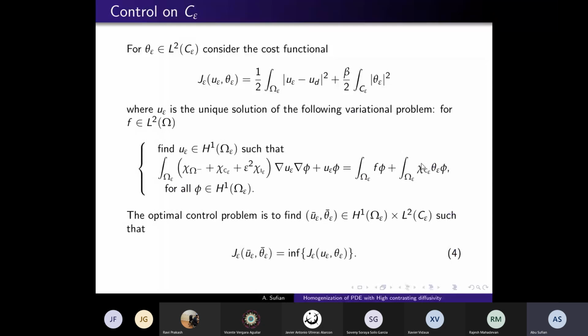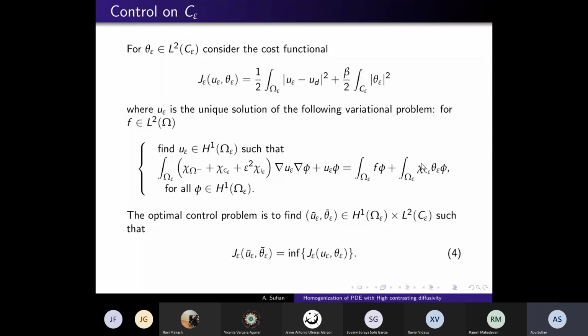Okay. Now the optimal control problem is to find a U epsilon bar, theta epsilon bar belonging to H1 omega epsilon cross L2 C epsilon, such that J epsilon evaluated at U epsilon bar, theta epsilon bar is the infimum of J epsilon (U epsilon, theta epsilon), where the pair U epsilon, theta epsilon satisfies the above state equation. Now, a classical result from calculus of variations gives you the existence of such U epsilon bar and theta epsilon bar. So here our aim is to analyze the asymptotic behavior of U epsilon bar and theta epsilon bar.